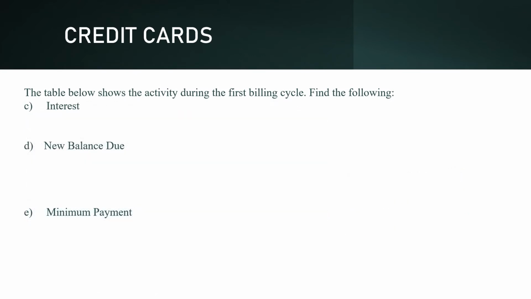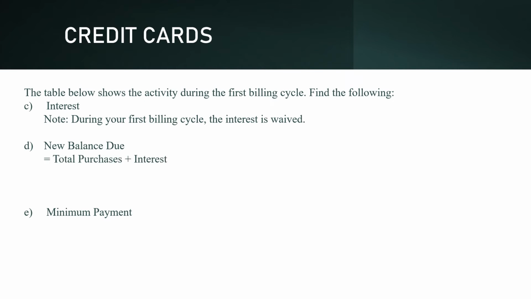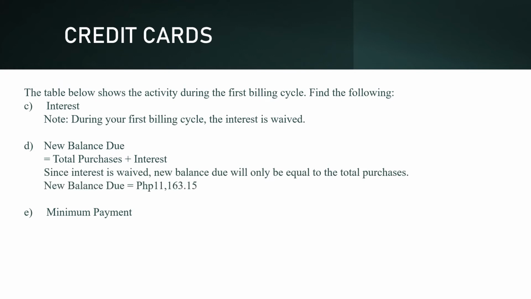Let's move on to C. Because this is the first billing cycle, the interest is waived, so the interest will be equal to 0. In D, we have to find the new balance due. And again, since the interest is equal to 0, the new balance due will only be equal to the total purchases, which is 11,163.15 pesos.